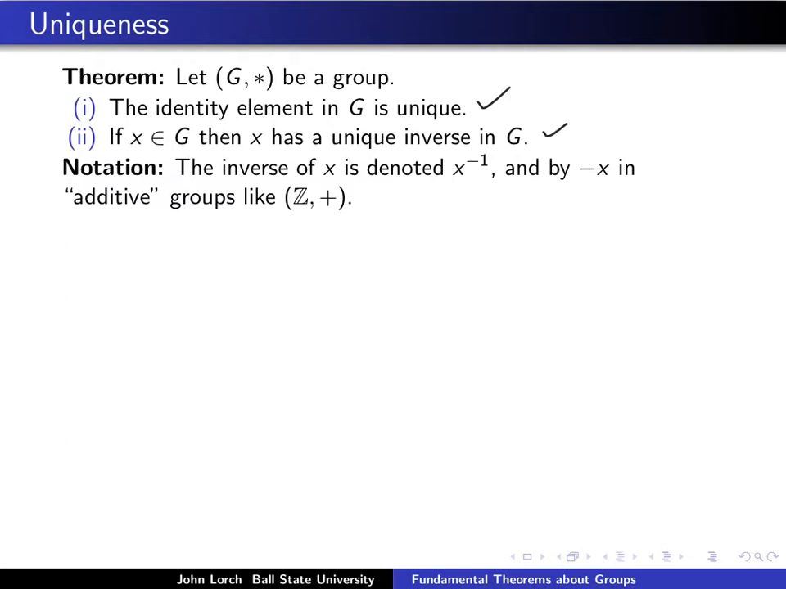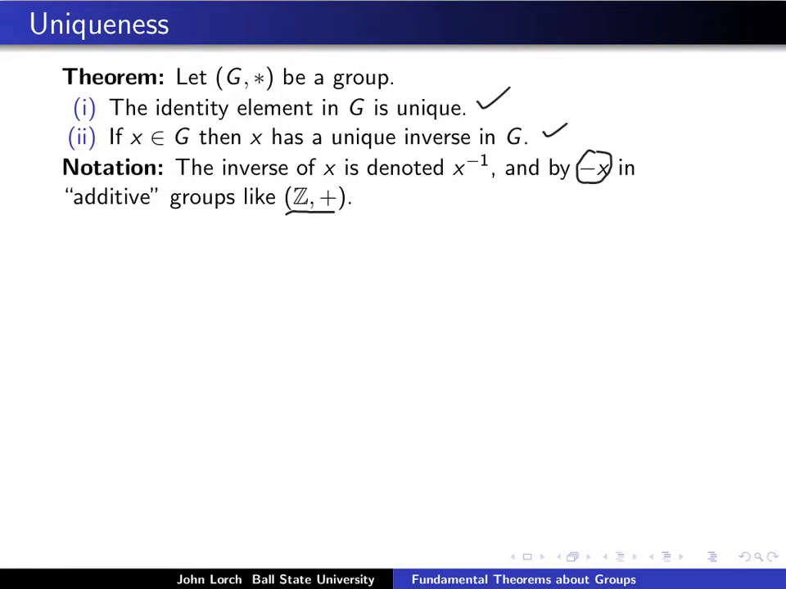Now there's some notation about inverses that we should be aware of. Typically, if we have an element x in the group, its inverse will be denoted by x raised to the minus 1 power. But sometimes, like when we're working in the group of integers under addition, we are most typically used to denoting an inverse by a minus sign in front of the symbol. So here, minus x would denote the inverse of x in a group like the integers under addition.